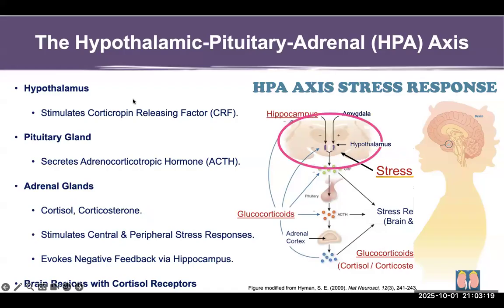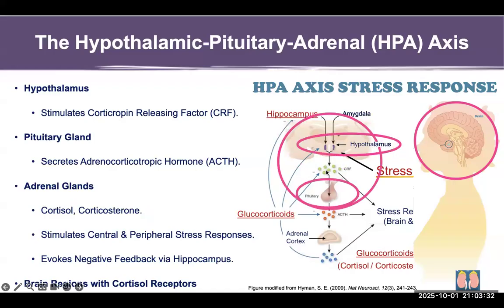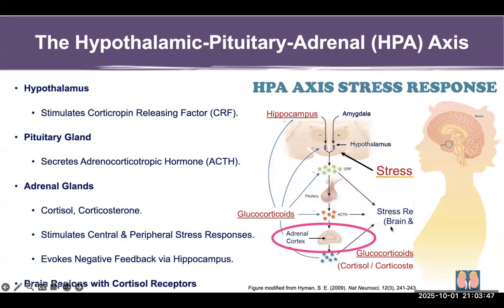But the HPA axis, so in response to stress, the hypothalamus, shown right here, stimulates corticotropin releasing factor, CRF. Here's where the hypothalamus is, we're talking about the brain. We can also see CRF called corticotropin releasing hormone, CRH. CRH is going to stimulate the pituitary gland to secrete adrenocorticotropic hormone, ACTH. It looks like some of these circles are off.